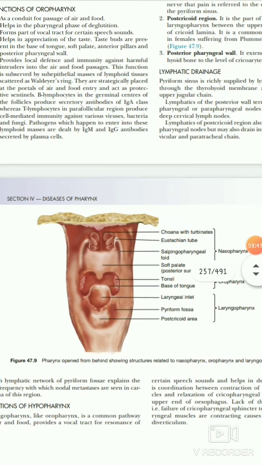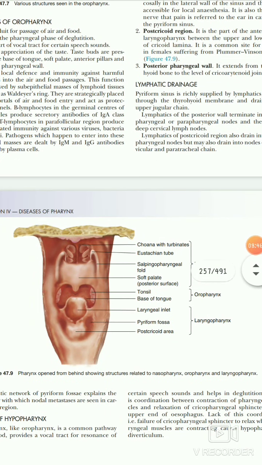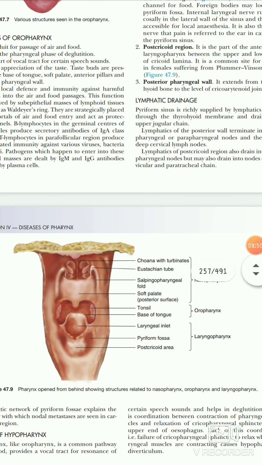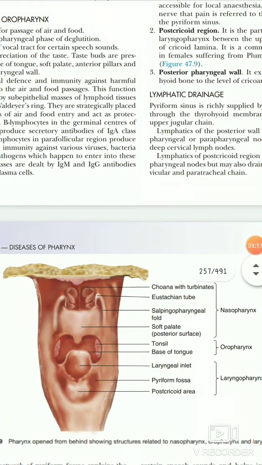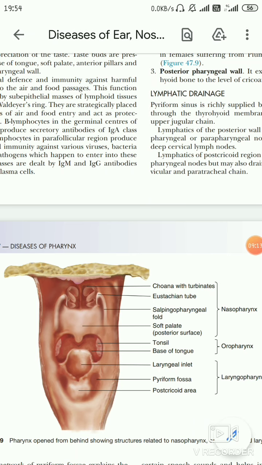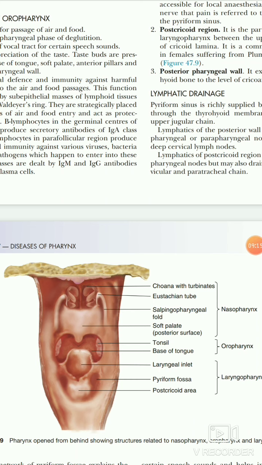Figure 47.9. Pharynx opened from behind, showing the structures related to nasopharynx, oropharynx. Choana with turbinates, eustachian tube, salpingopharyngeal fold, soft palate, the posterior surface, forms the nasopharynx. Tonsil and base of the tongue forms the oropharynx. Laryngeal inlet, pyriform fossa, postcricoid area forms the laryngopharynx.